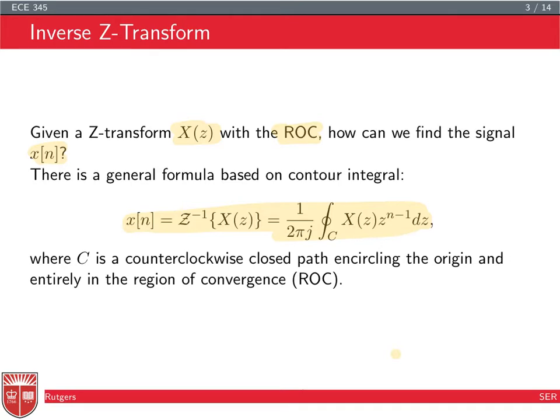Now, the formula looks a little bit complicated, but there is some good news, which is that we won't be using this formula here, because we are going to use an easier way of finding the inverse Z transform that doesn't involve a contour integral. But I just want to include this formula in order to tell you that there is a general formula to find it.